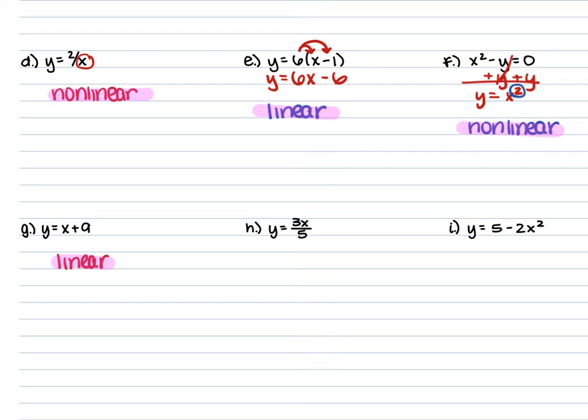For H, we have y is equal to 3x over 5. If we rewrote this as y is equal to 3/5 x, it's still a straight line, because it goes through your origin, because your y-intercept is 0. There is no constant there, and then your slope is just 3/5. So up 3 to the right 5, that means we have a linear function.